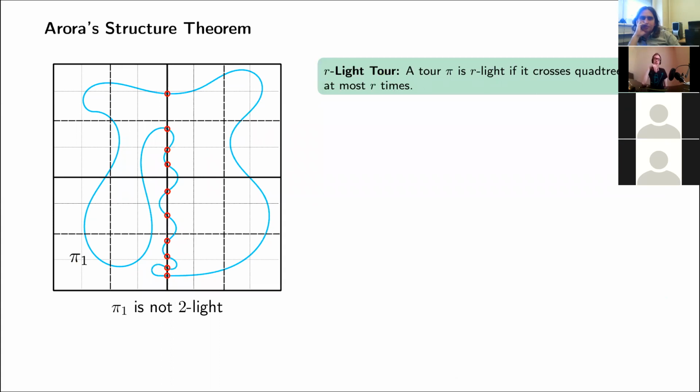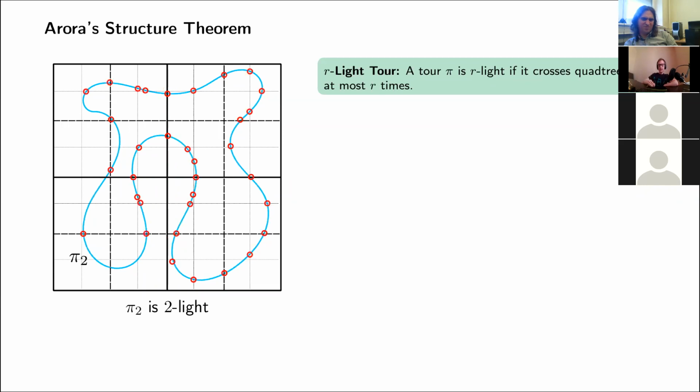So now let me prove to you this structure theorem. Actually, I will prove something more. So now we start with a nice definition. The definition is that a tour is light. And what is a light tour? A tour is r light if basically it crosses a quad tree edge at most r times. So this tour is not 2 light because it crosses this quad tree edge 4 times.